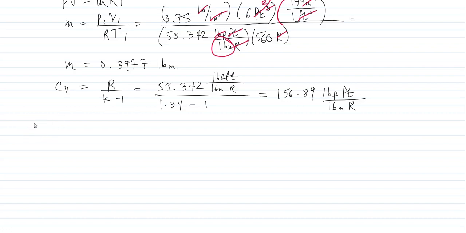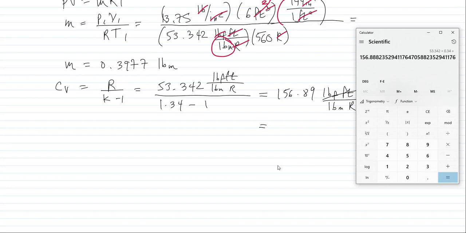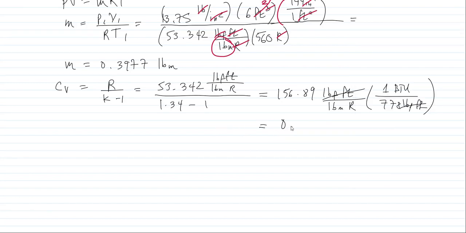So now that we have C sub V, we can go ahead. I think it would be better first to convert this to BTU, because our QA is in BTU. So we have 1 BTU is 778 pound force feet. So this one cancels out, and our C sub V would be 156.89 divided by 778, which is 0.2017 BTU per pound mass Rankine.